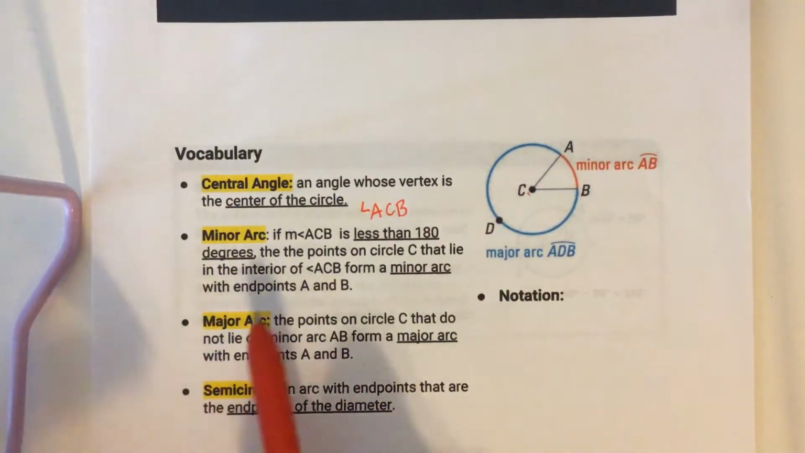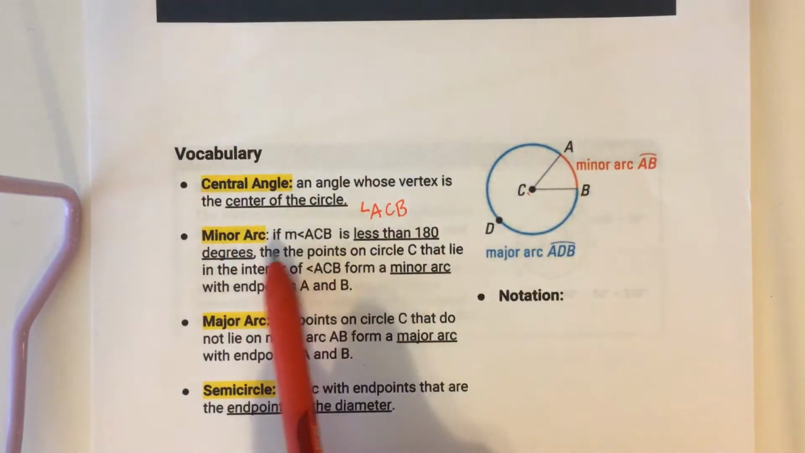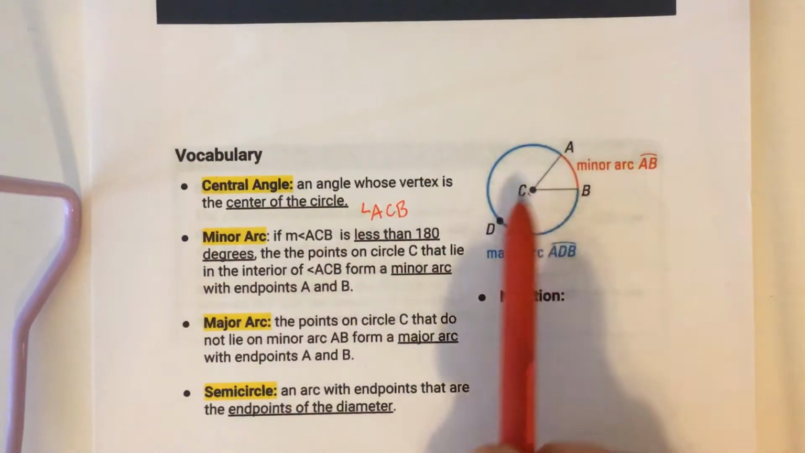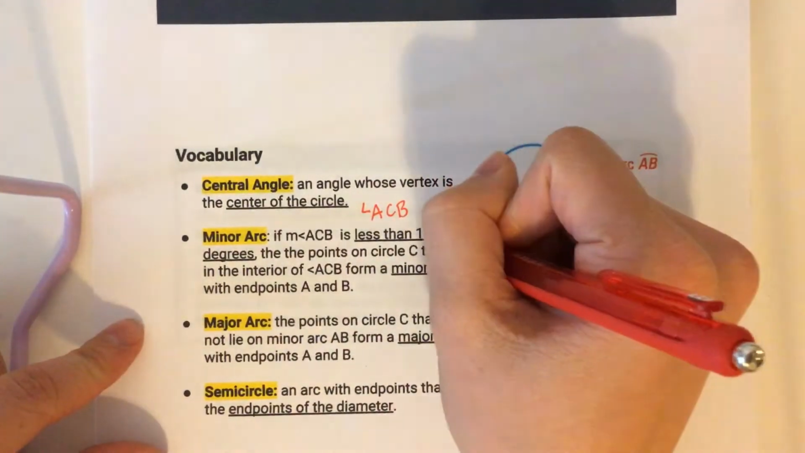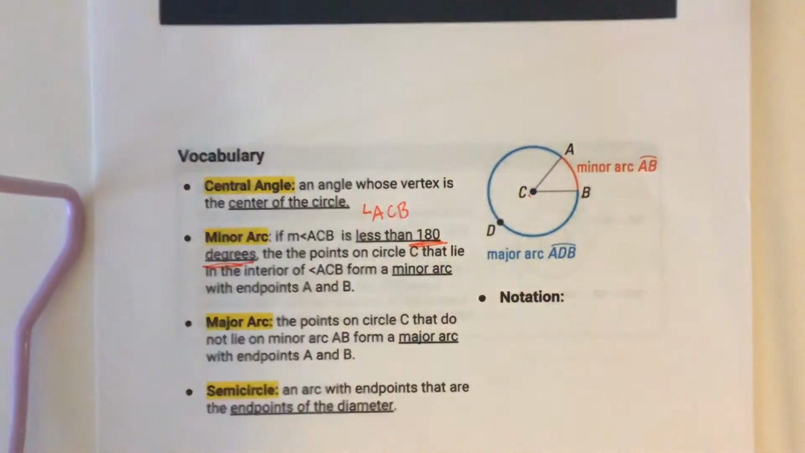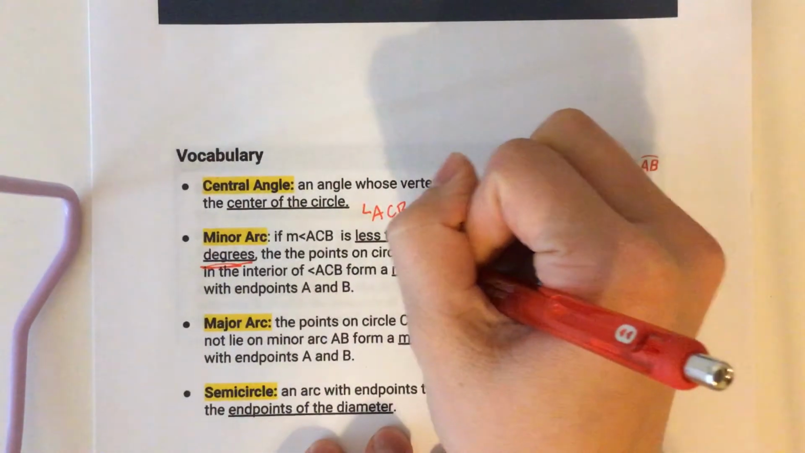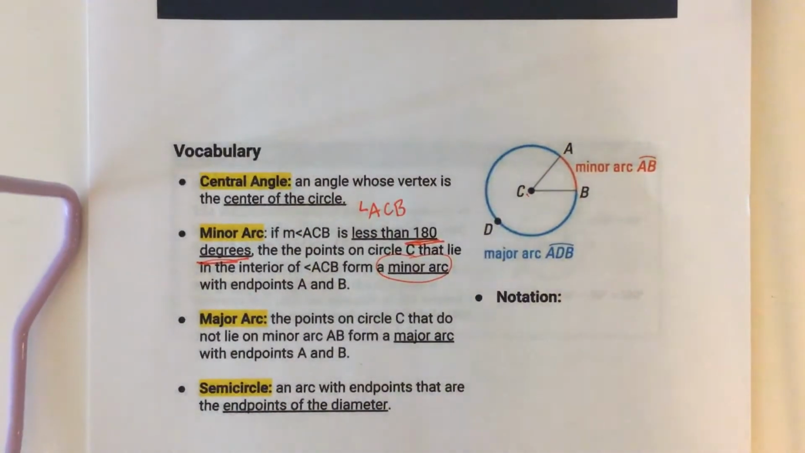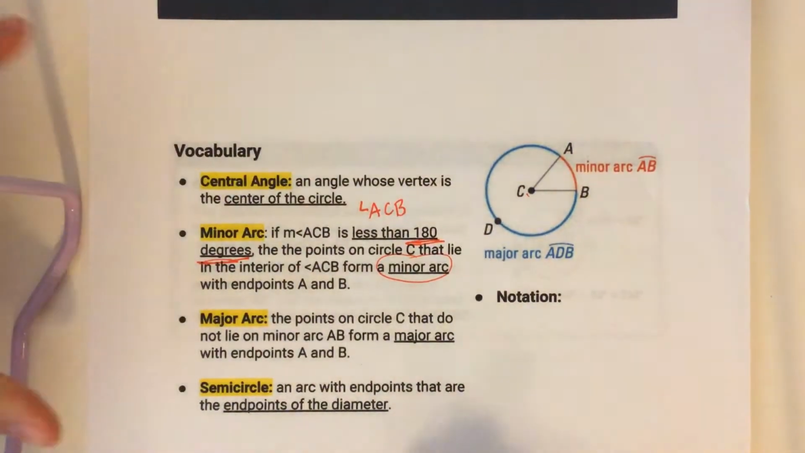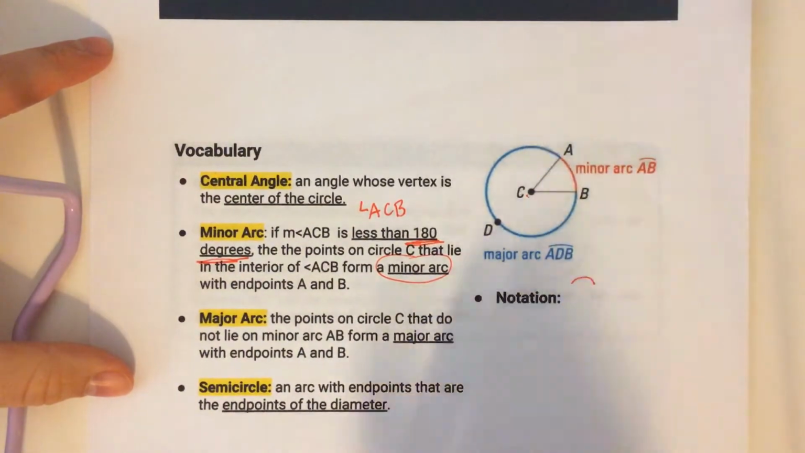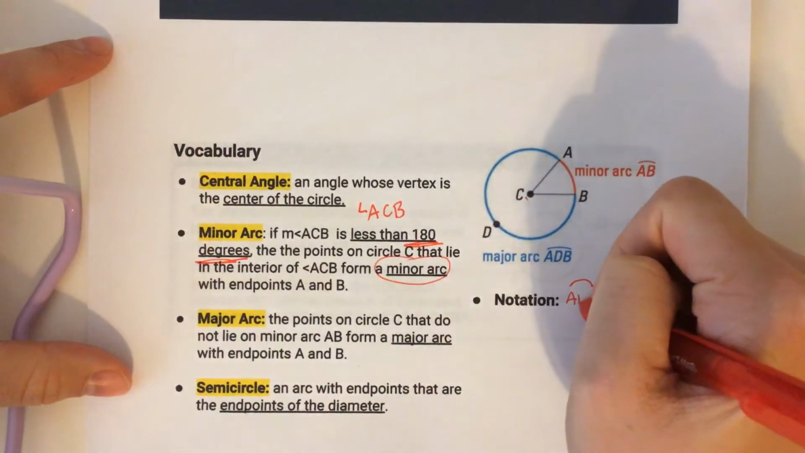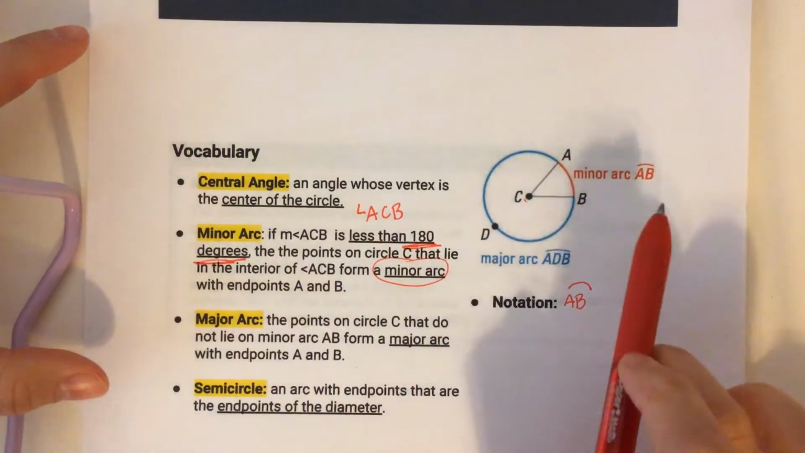Our next vocab term is minor arc, if the measure of angle ACB is less than 180 degrees. So if it's less than 180 degrees, the points on the circle C that lie in the interior of angle ACB form a minor arc with endpoints A and B. Basically, if the measure is less than 180, it's a minor arc. And our notation for that is we use a little arc like this, and it's going to be 2 letters, AB, just like we see up here.